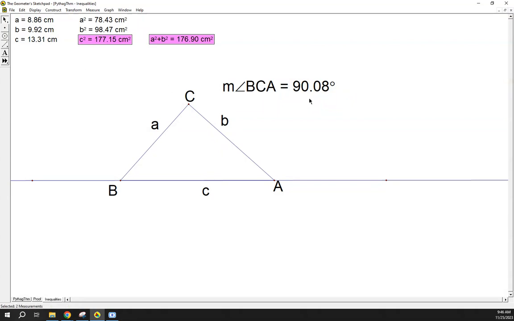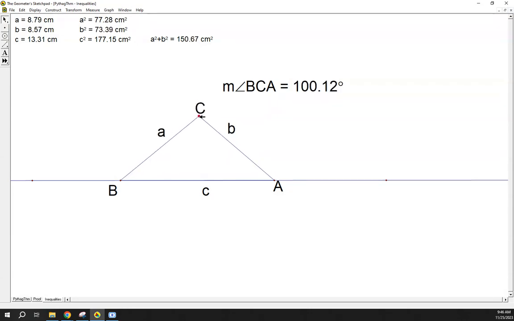If I could get this angle to be exactly 90, these would have been exactly the same. But that just kind of shows you that what we had the first time is true. When A squared plus B squared equals C squared, we have a right triangle. Okay, and so what we're going to do is modify this here just a little bit.